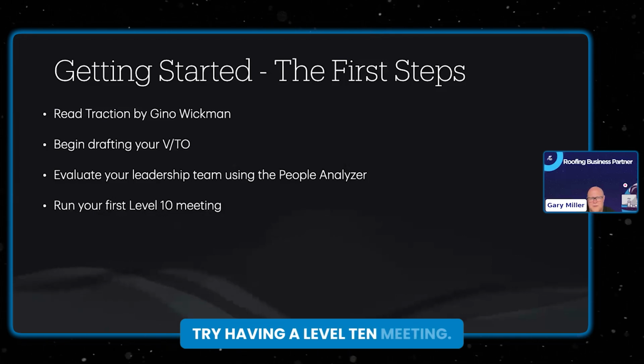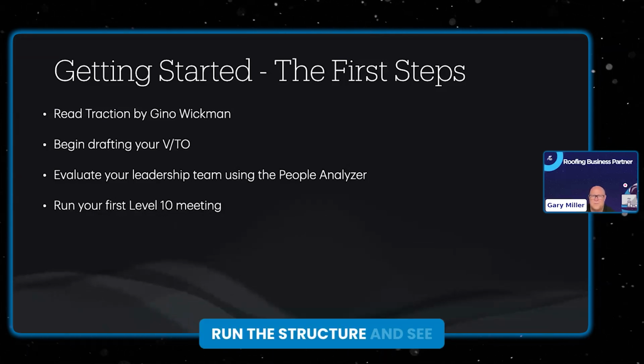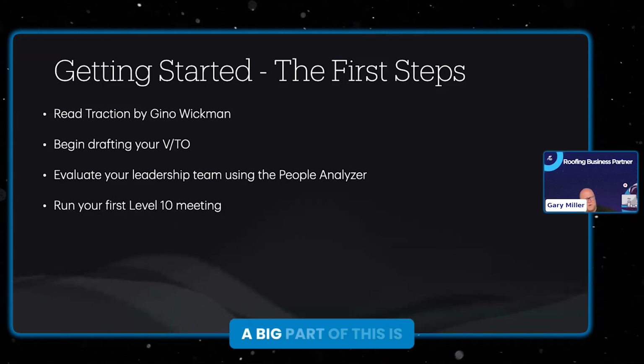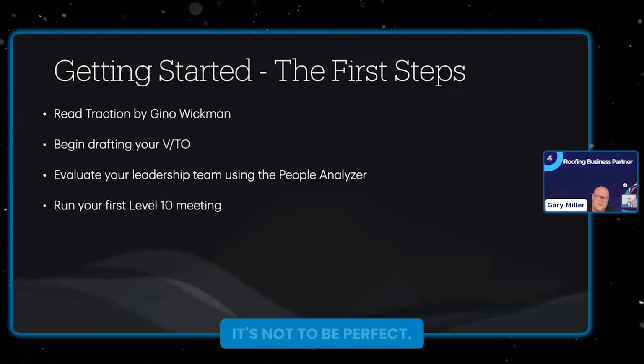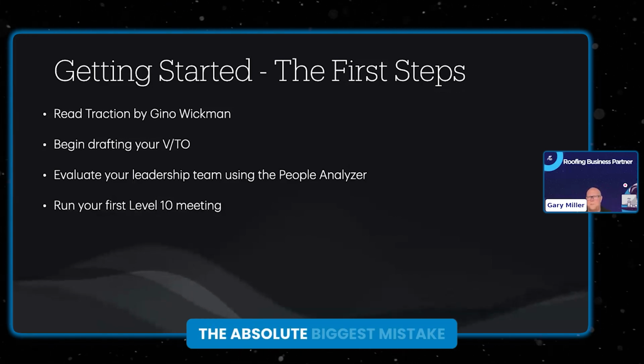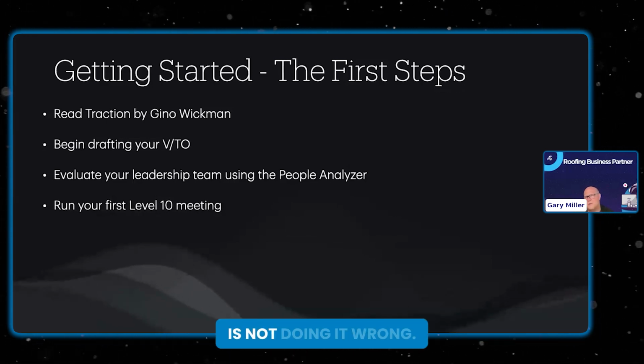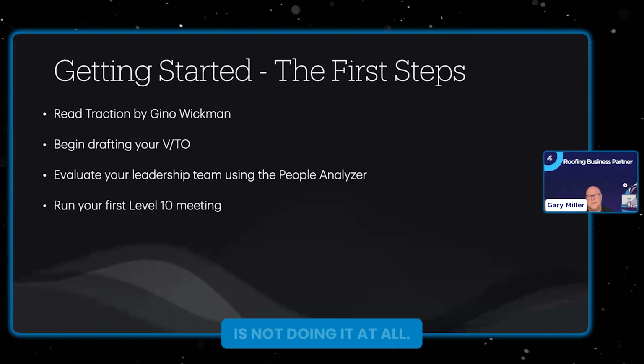Try having a level 10 meeting. Get in there, run the structure, and see how it goes. A big part of this is to take action. It's not to be perfect. The absolute biggest mistake you can make is not doing it wrong. The biggest mistake you can make is not doing it at all.